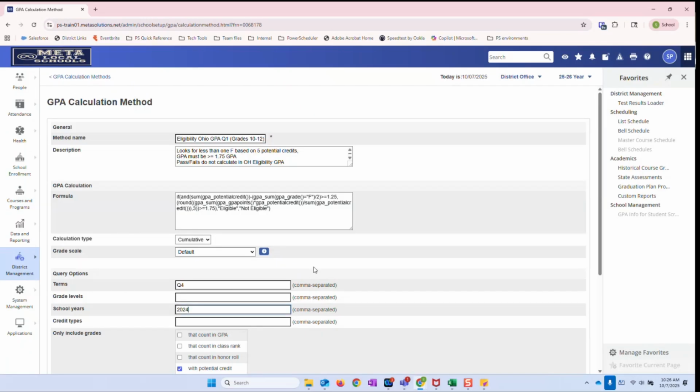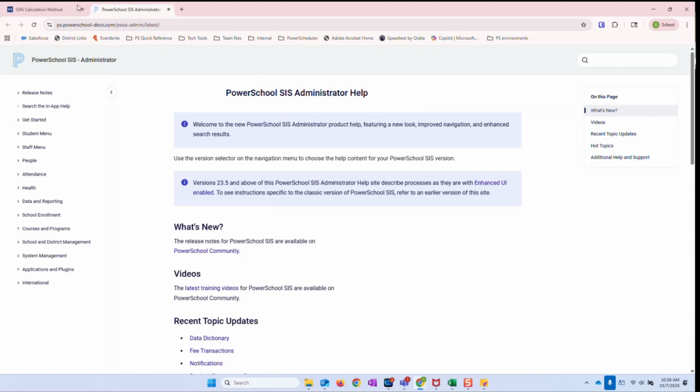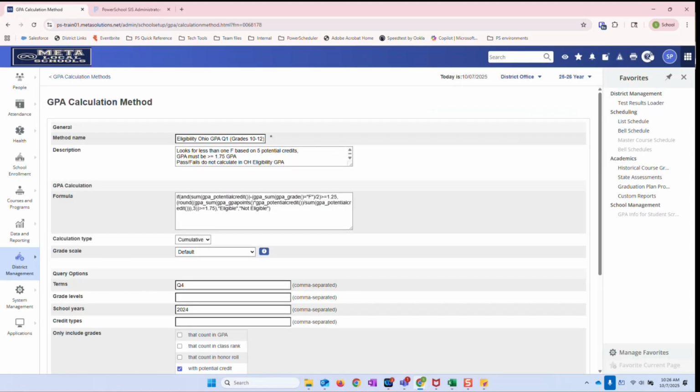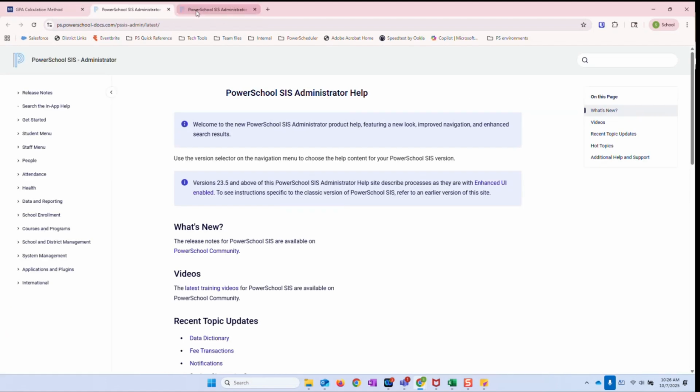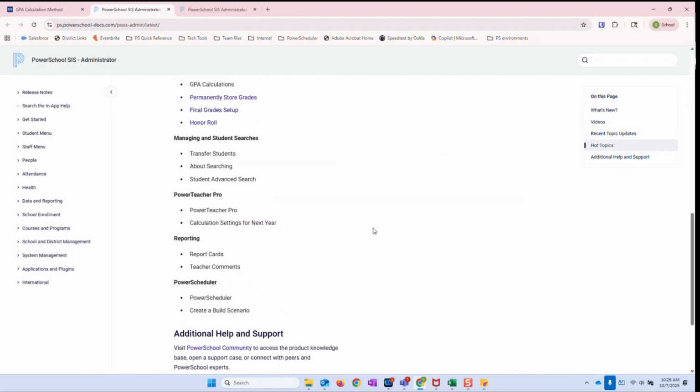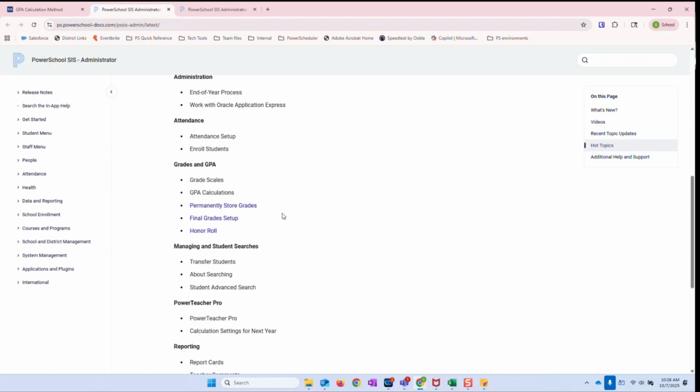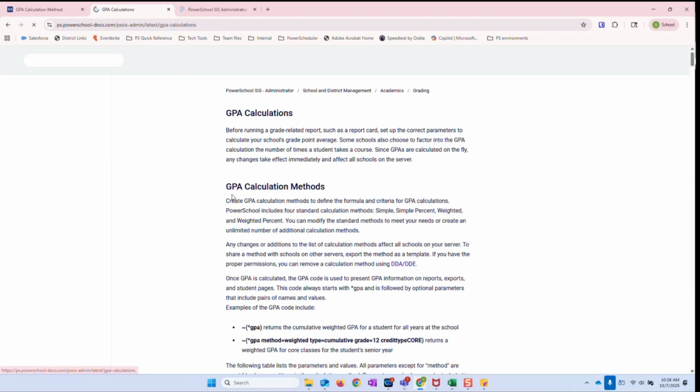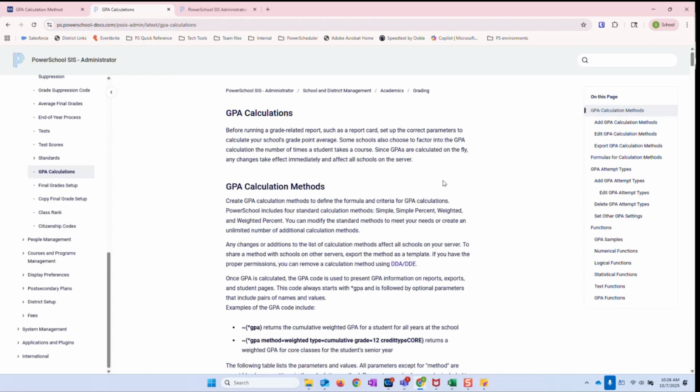I would, if you go to the help on this screen, it actually is a very good explanation. I think it's on the system help, and then scroll on down. It should say, mine went to GPA. Yeah, click on GPA calculations there. There we go. And then scroll down a little bit.